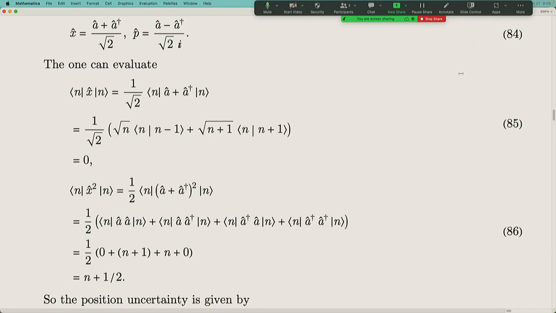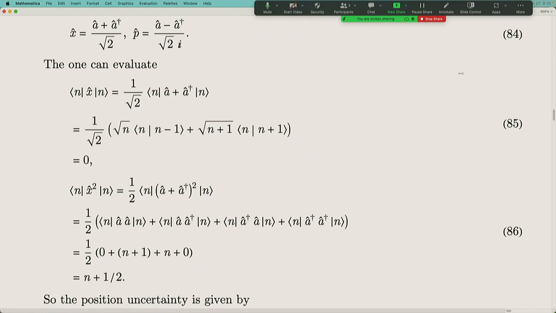But there are 2 intermediate terms, the cross terms when you expand this square, which go like a a dagger and a dagger a. You annihilate one particle and create one particle, or first create and then annihilate. These can lead to non-trivial results.